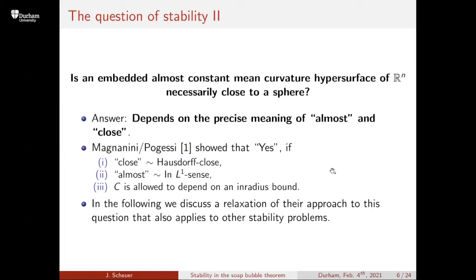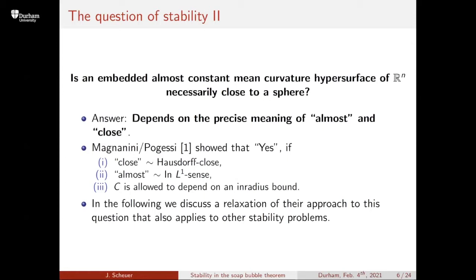And the purpose of this talk is to discuss their approach and then highlight where their approach is too restrictive, or very restricted to this particular problem. And then we relax their approach in a way that we can treat similar problems, which are more of a fully nonlinear type.